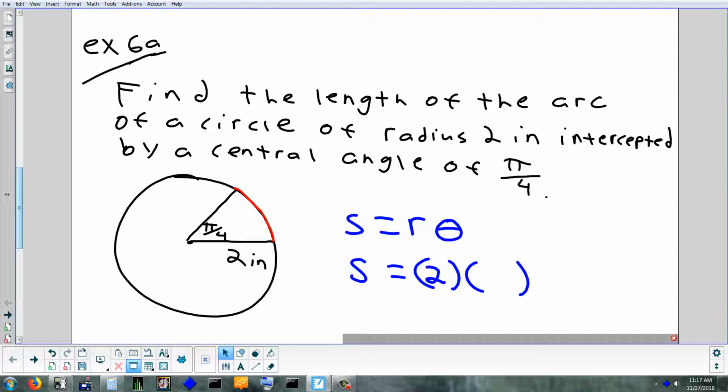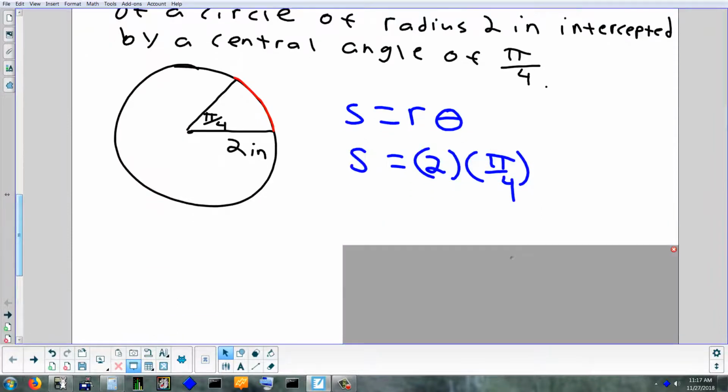Yeah. Pi over 4. The angle is supposed to be in radians. That's what the formula said. Is pi over 4 in radians? Yes, there's no little circle for degrees. Okay. So we multiply, and we get S equals 2 pi over 4, or if you reduce it, pi over 2.